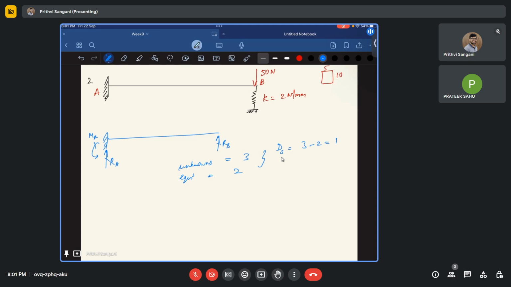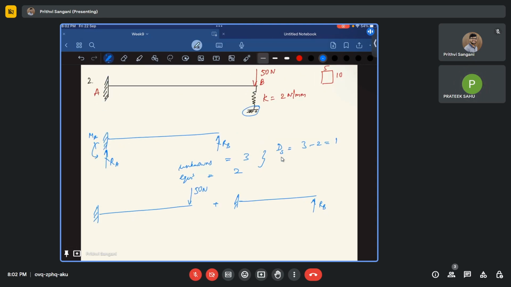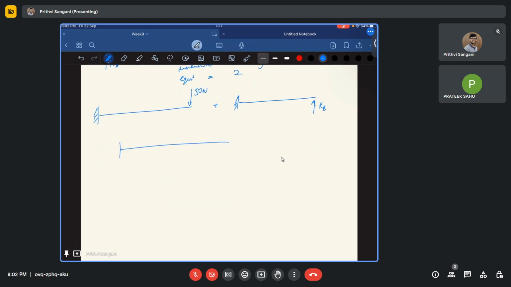So like we have done previously, we'll just bifurcate this beam, or divide this question into two simpler questions. One is with 50 newtons acting, plus one is the reaction in the spring, which is RB. You might be thinking what is going to happen here. If, for example, in the spring there is some force, we have something like this, it is 50.